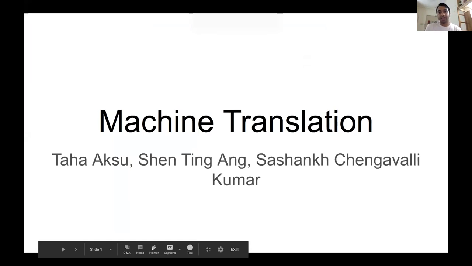So to get started, to begin with, machine translation, quite simply put, is the idea of taking a sentence from one language, what we call the source language, and then translating it into another sentence Y in a target language. So you can see the example, you have a quote in French and then the corresponding sentence in English.